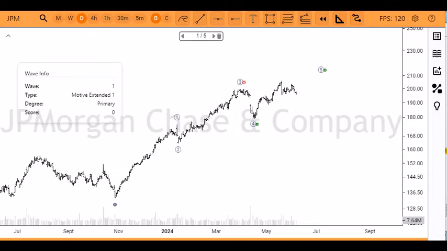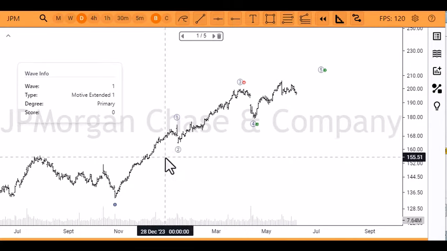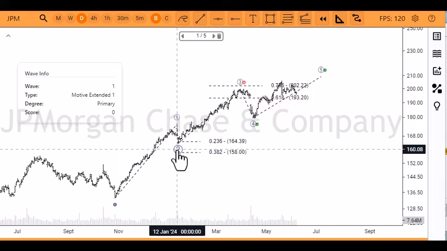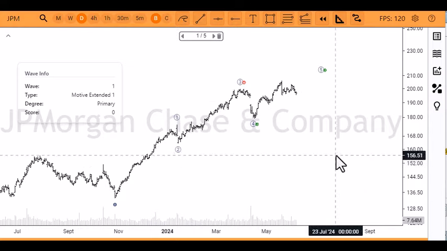Let me introduce our AI, Elliott Wave. Now, I'm not talking about our algorithm here that looks at counting waves, which does a fantastic job and is improving all the time. I'm talking about our AI.